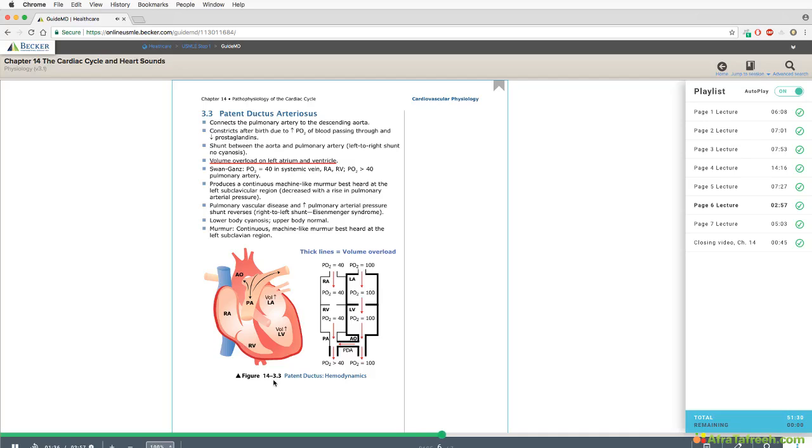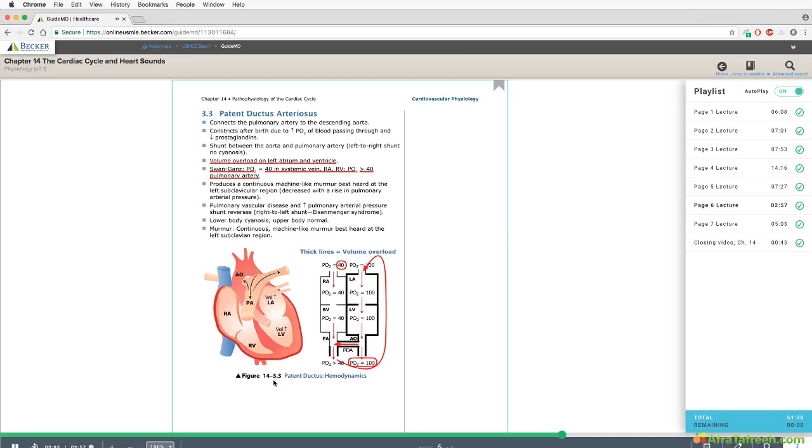It's not very likely with this disorder, but you can figure out exactly what you would find. You would start with systemic venous PO2 and a patent ductus. The same number should be in the right atrium. The same number should be in the right ventricle. But once you get into the pulmonary arterial system, the PO2 increases.